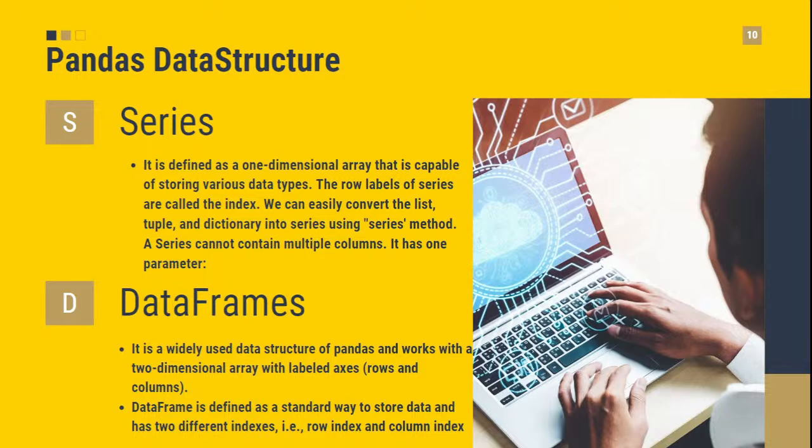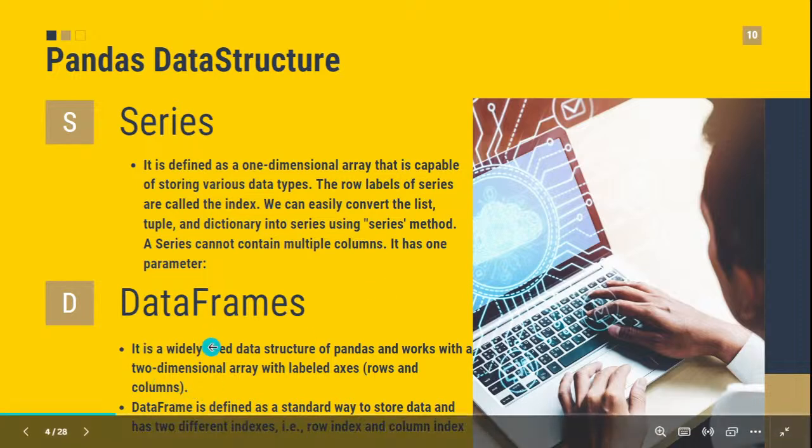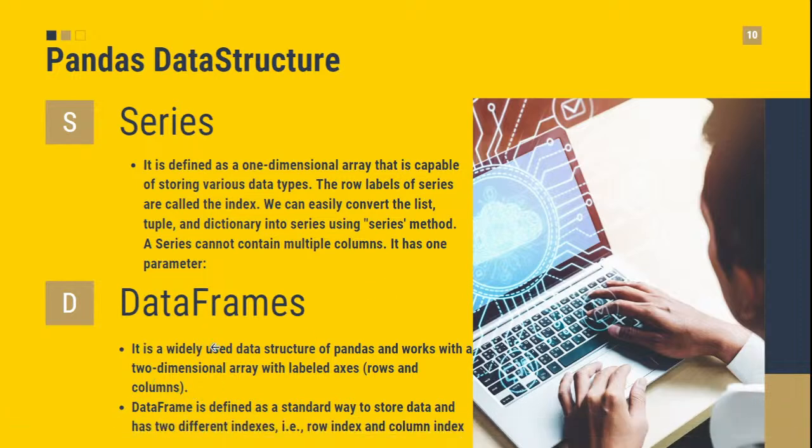For example, it is widely used in the data structure of Pandas, to work with two-dimensional arrays with rows and also columns. With the help of the Pandas library only, it can be possible. With this Pandas library, we can create a data frame structure with rows and columns. A data frame is defined as a standard way to store data, and it has different indexes for the rows and also the columns.